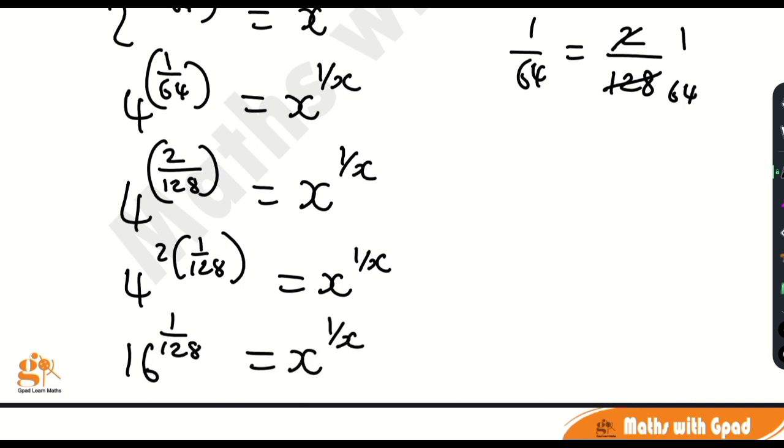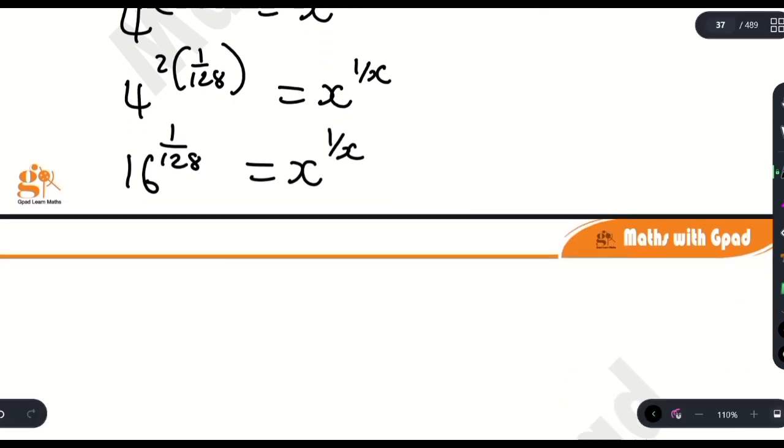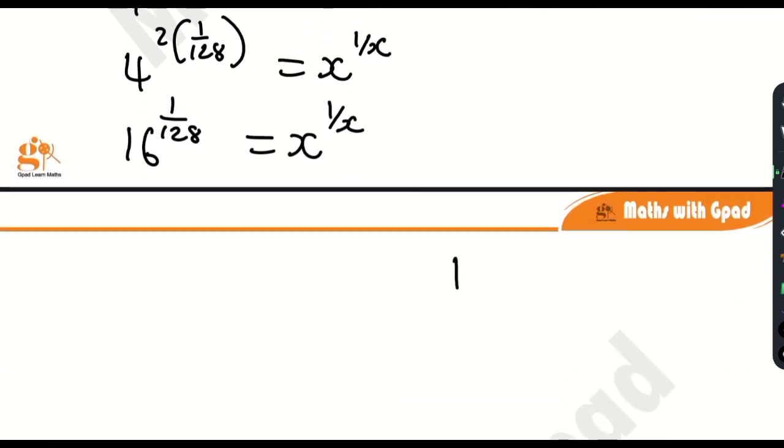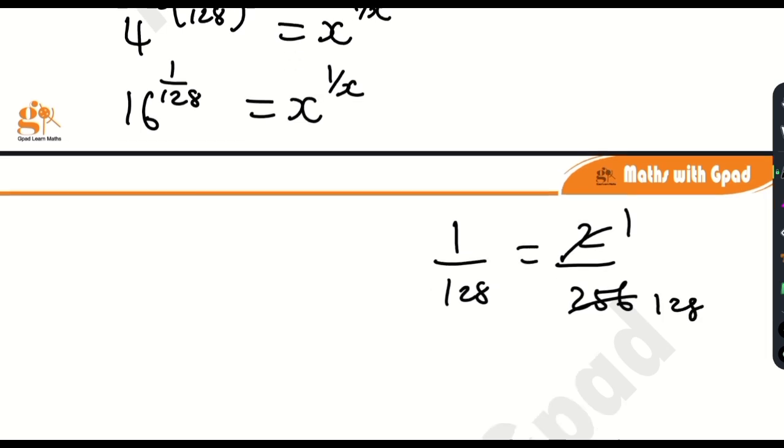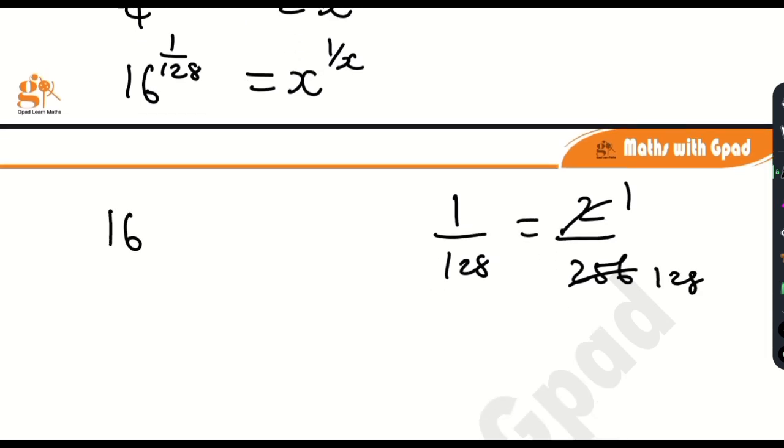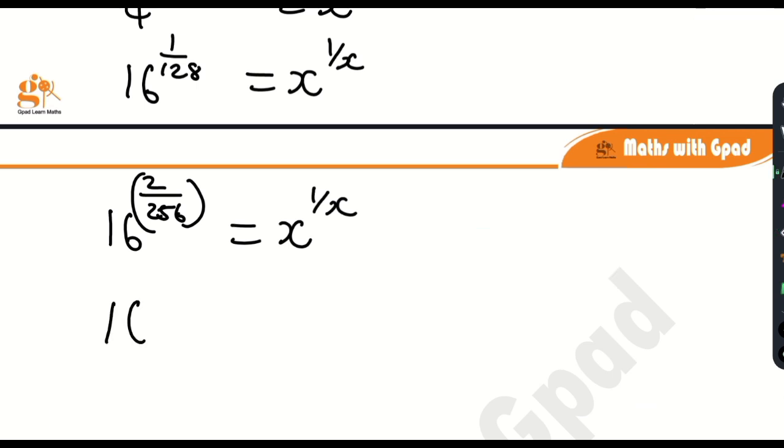I will repeat the process. Perhaps this might just be the last step to go. So 1 over 128 is equal to 2 over what? 256, right? Yeah, because 2 here is 1, 2 here is 128. So let's repeat the same process. That will be 16 raised to the power 2 over 256 is equal to x raised to the power 1 over x. So again, this is 16 raised to the power 2 bracket 1 over 256, and this is equal to x raised to the power 1 over x.